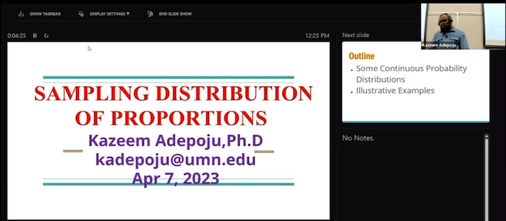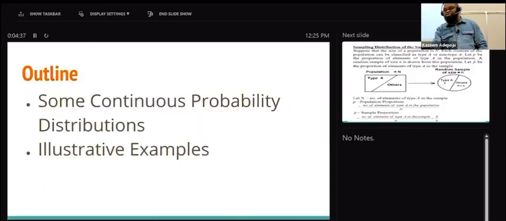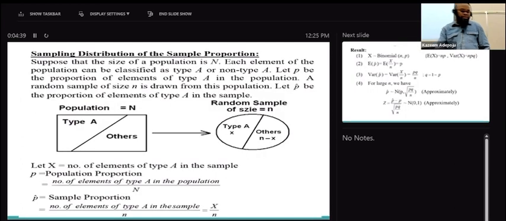Now I want to welcome you to sampling distribution of proportions. In the sampling distribution, we're going to talk about some continuous distribution. We're going to look at the example.